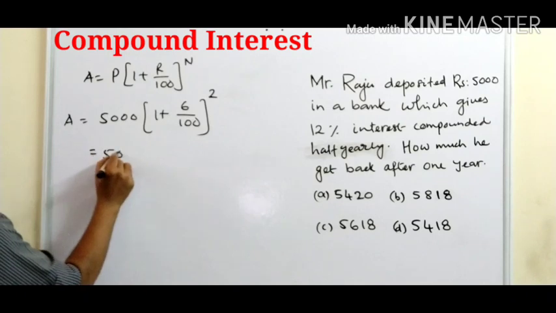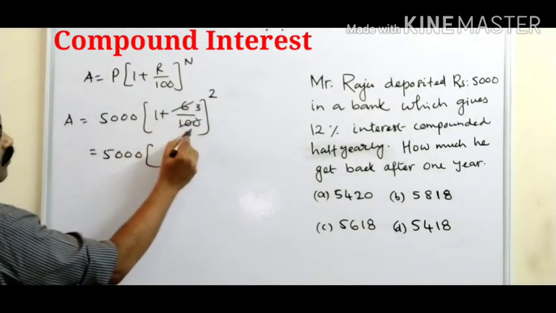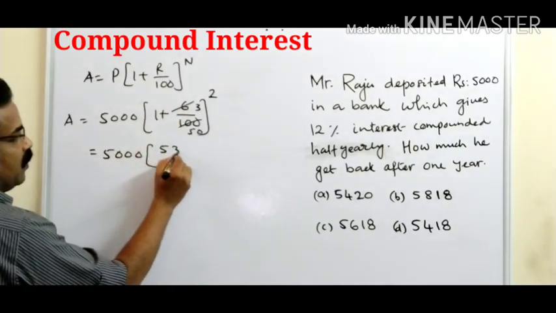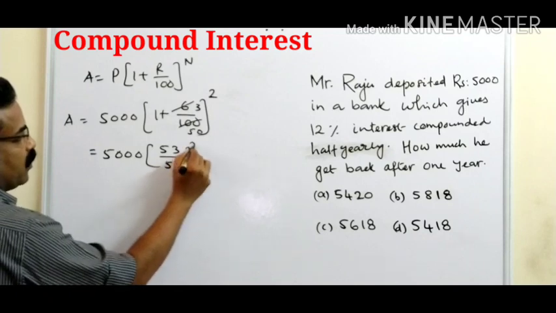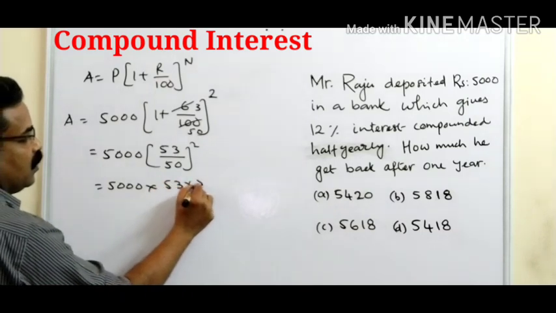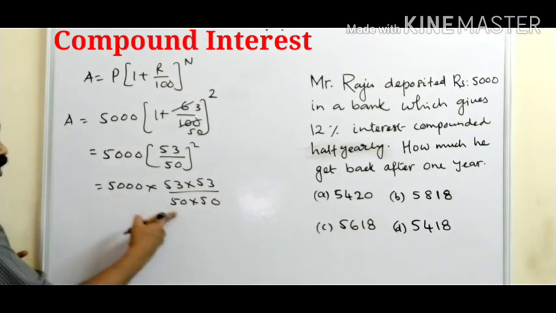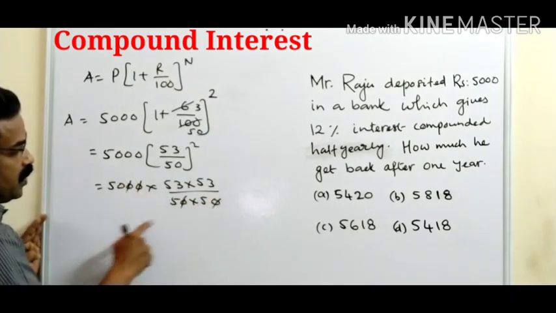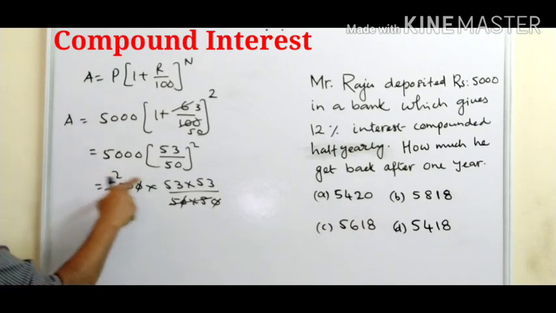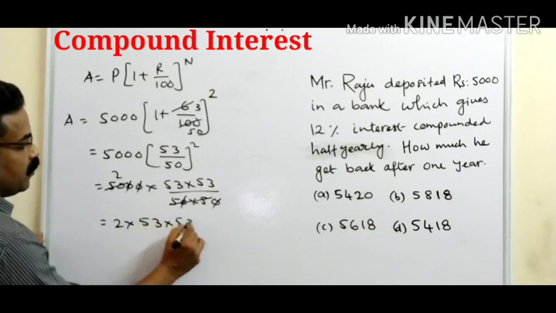So simple. 5,000 into, you can cut this 3 times, here 50. So 50 into 1, 50, plus 3, 53. 53 by 50 square. So this will become 5,000 into 53 into 53 by 50 into 50. 50 into 50, 2 zeros, 2 zeros. 5 fives are 25, 25 in 50, 2 times. So you got 2 into 53 into 53.